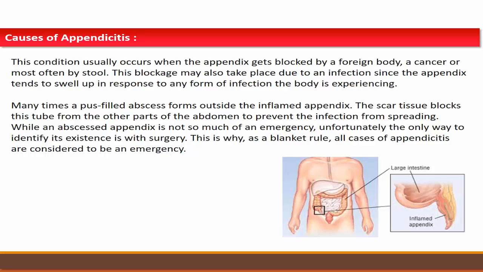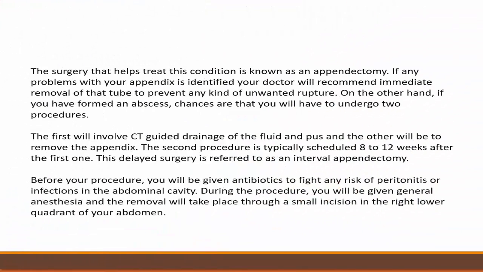Many times a pus-filled abscess forms outside the inflamed appendix. This scar tissue blocks this tube from the other parts of the abdomen to prevent the infection from spreading. While an abscessed appendix is not so much of an emergency, unfortunately the only way to identify its existence is with surgery.